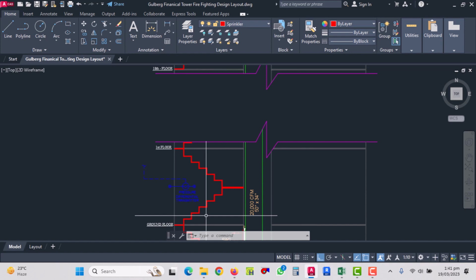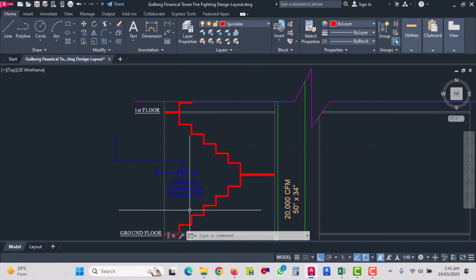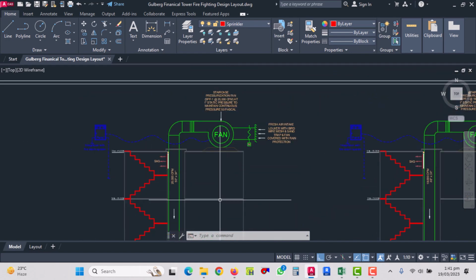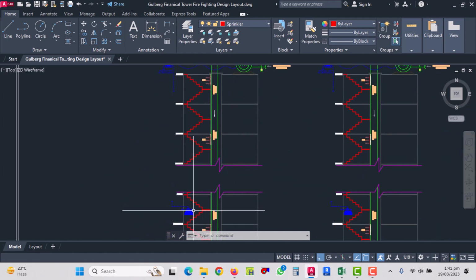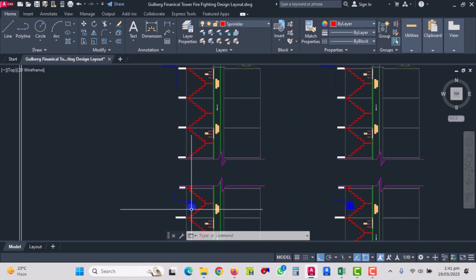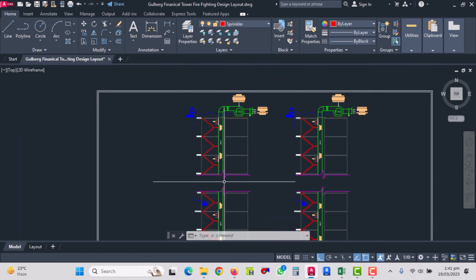When the people are evacuating, they open the door. When some people open the door, the pressure will be lost and the pressure differential transmitter gives a signal to the VFD to speed up the fan and provide 20,000 CFM. It will blow at the maximum speed to maintain 90 pascal when the door is open. So this is the basic criteria.